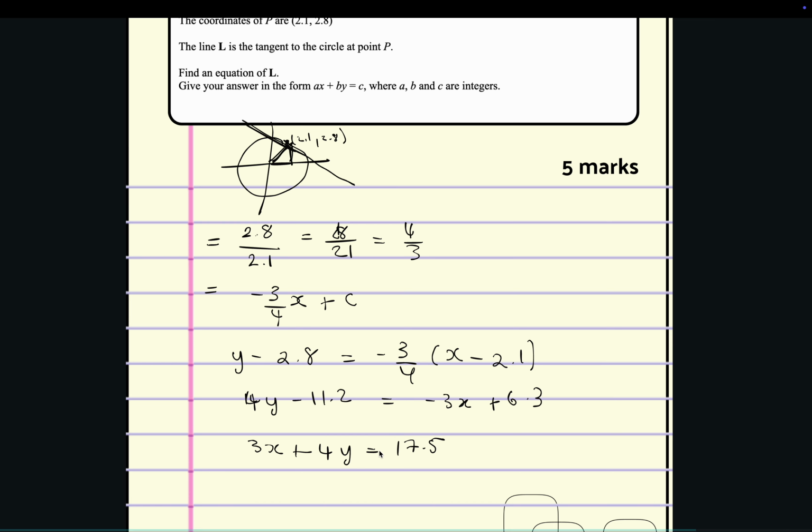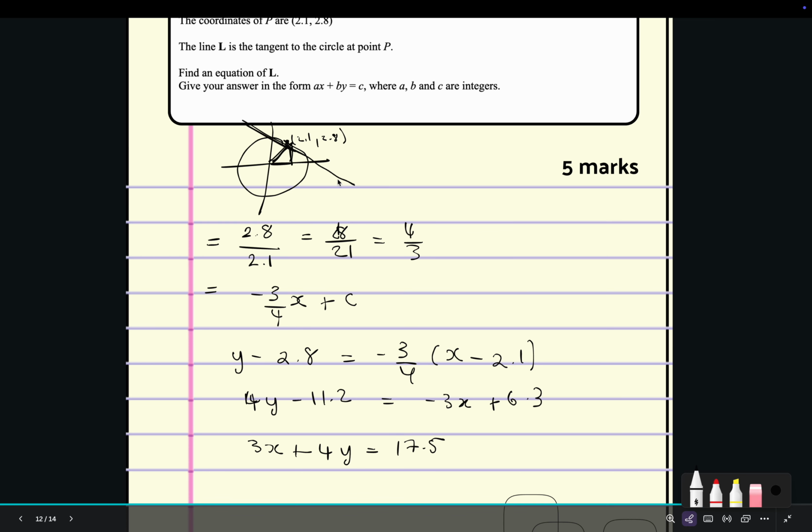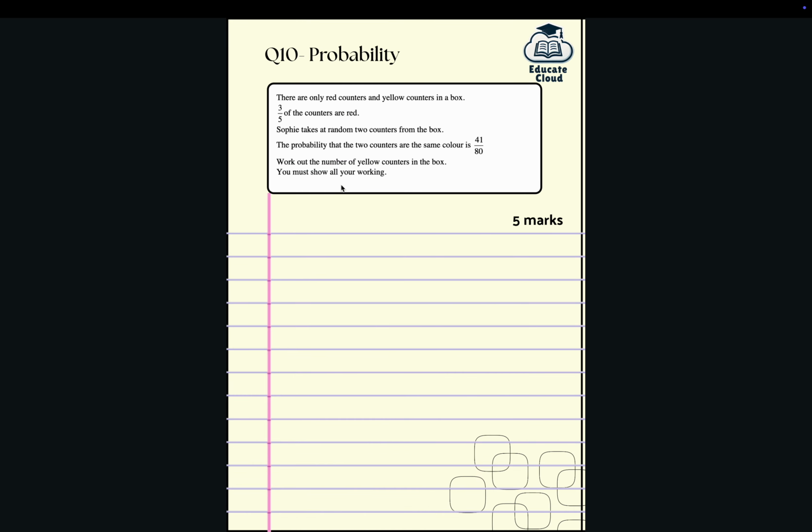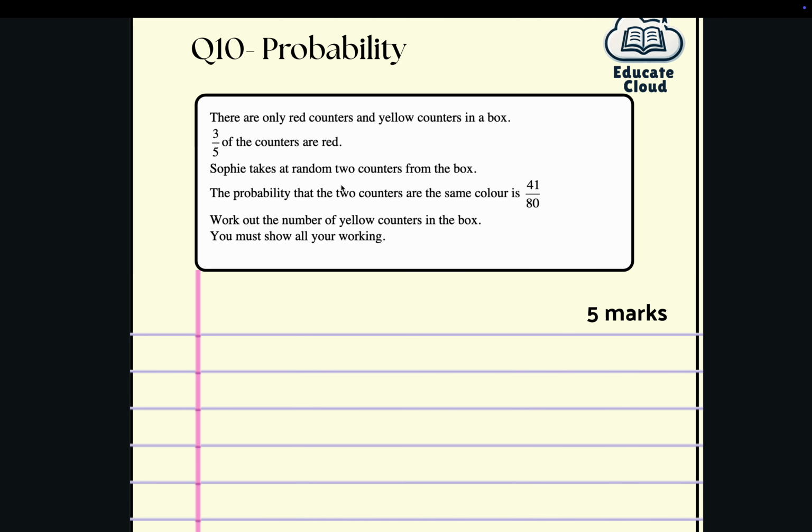Okay, and that is what you want. So that's how you do it. So you want to find the gradient of this. Let's call it line 1, and then line 2 is what they're asking you. Okay, next question, and last question actually.